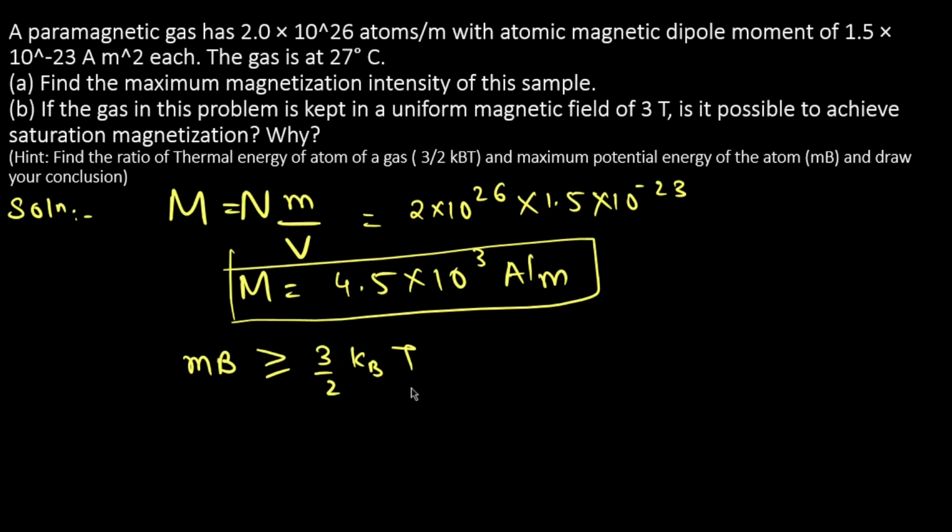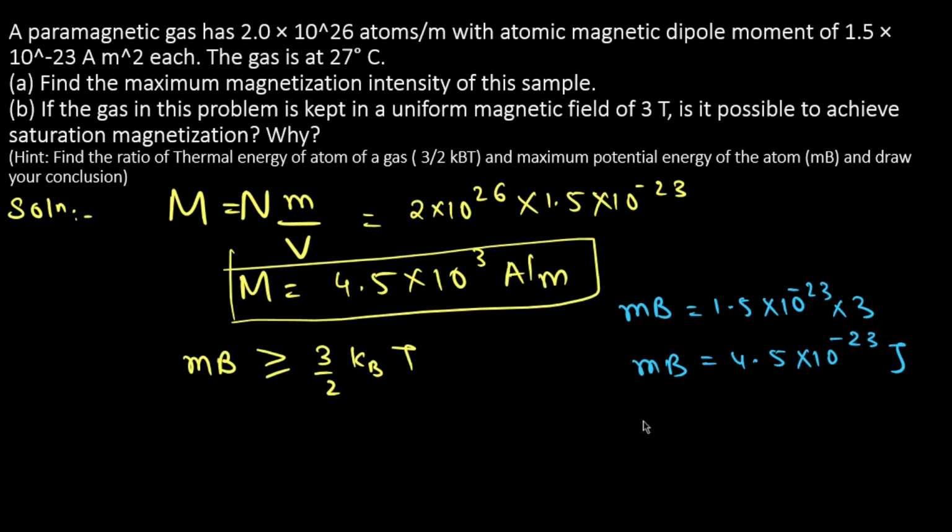Let's calculate mB and let's calculate 3/2 kT, and let's see whether this condition is satisfied or not. So mB will be 1.5 into 10 raised to minus 23 into the magnetic field, that is 3 Tesla, which comes out to be 4.5 into 10 raised to minus 23 joules, since this is energy.